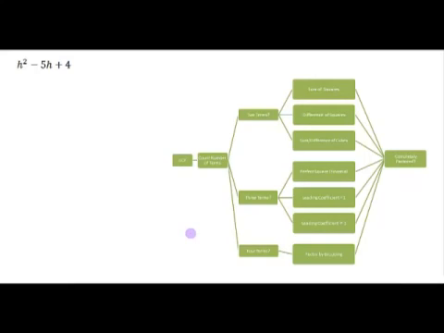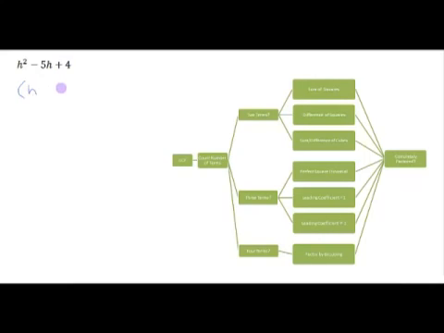h squared minus 5h plus 4. First, checking for a greatest common factor. We don't have one here, so we count the number of terms. We have 3 terms. Is it a perfect square trinomial? It could be, because we have an h squared and a positive 4, but remember our middle term will always need to be an even number. So it's not a perfect square trinomial, but the leading coefficient is 1. So what we need to do is find factors of 4 that add up to be negative 5.